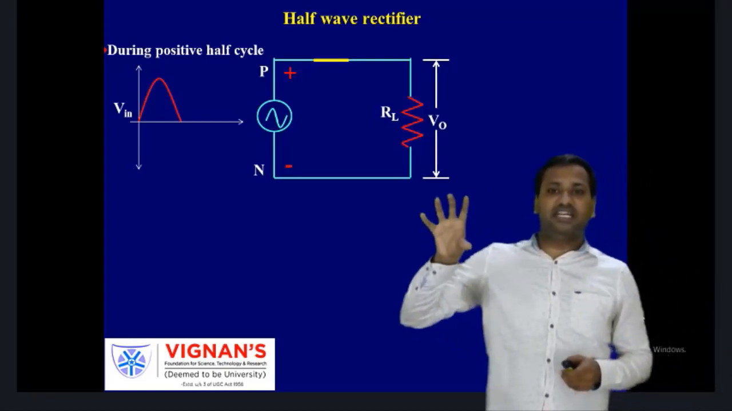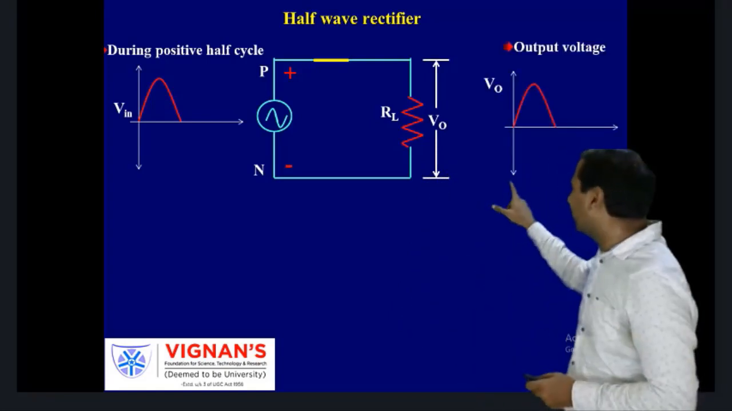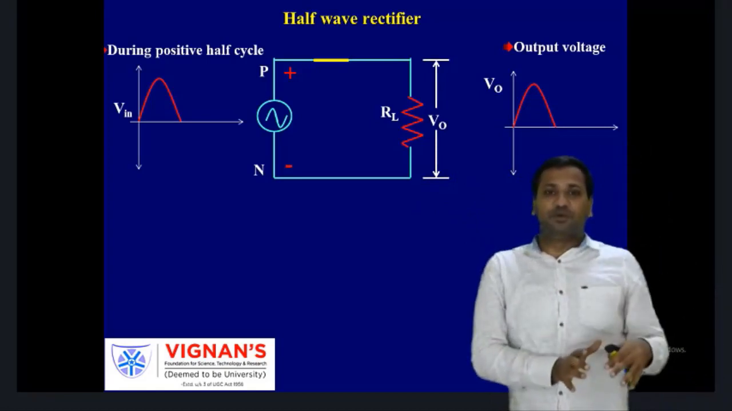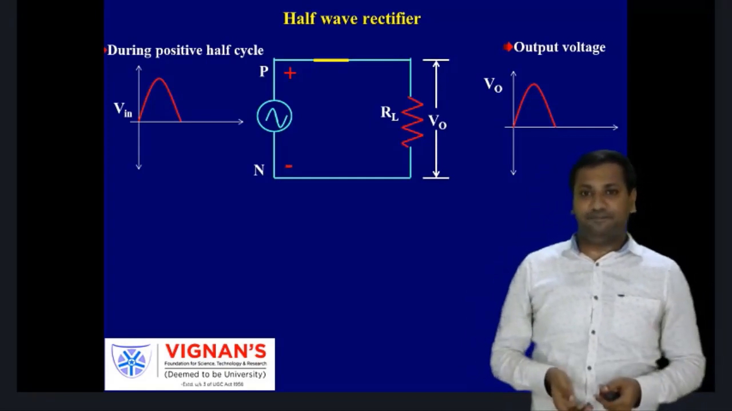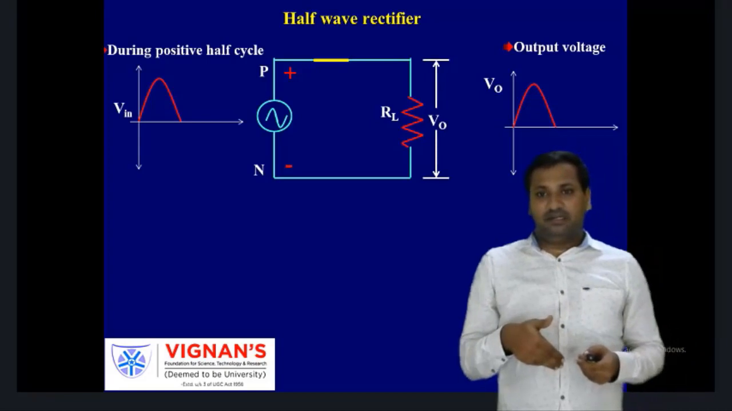Then we will get an output voltage across the load, which is the same as the input voltage. It will be the same as the input voltage due to the resistive load of the rectifier. That is about the positive half cycle.